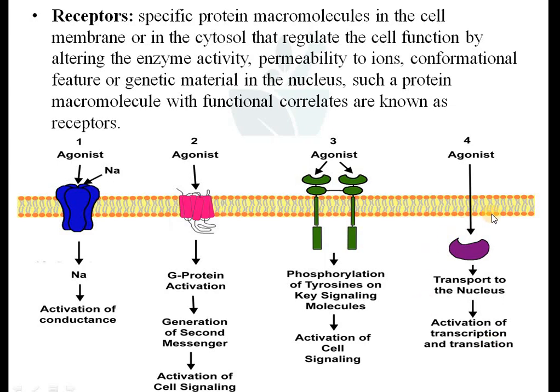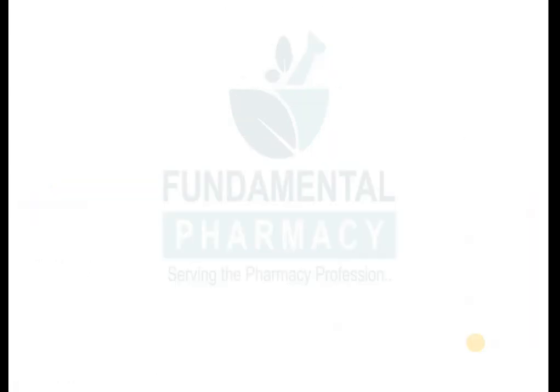Then again, last, that is known as an intracellular receptor, or receptor that regulates the gene transcription. Okay, so agonist will combine with them. It will be transported across to the nucleus, and there will be activation of transcription and translation process. Okay, so I have summarized all the receptors and whatever are important points from receptors here.